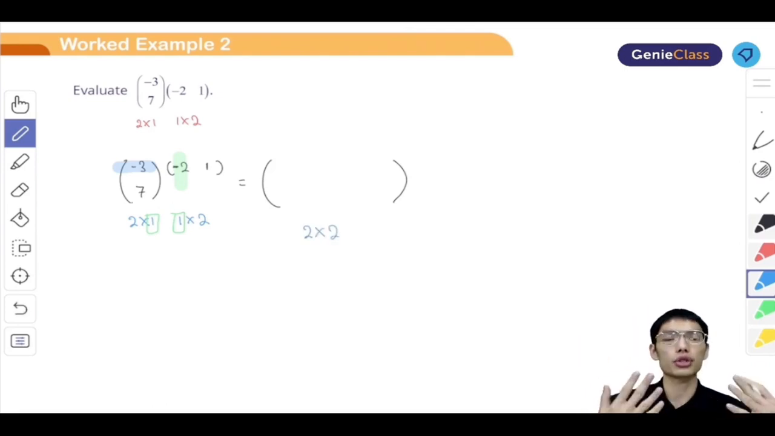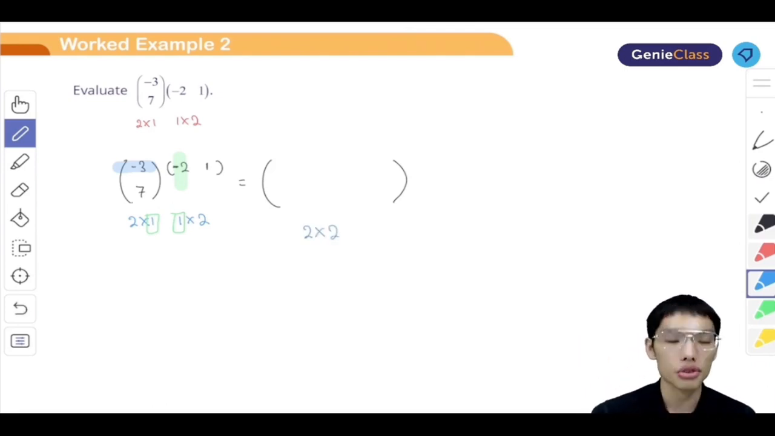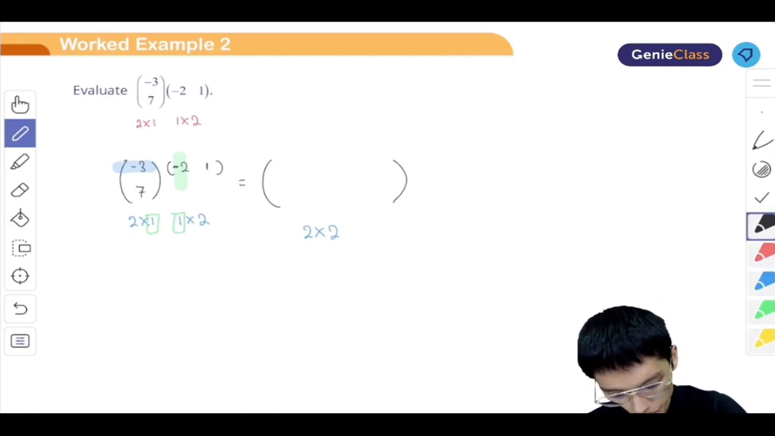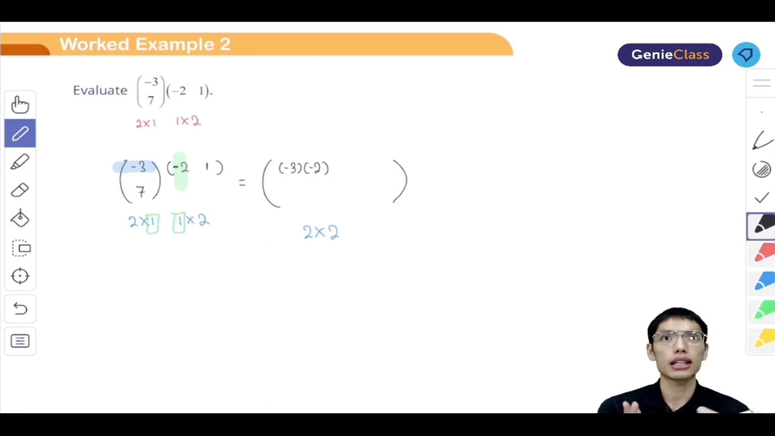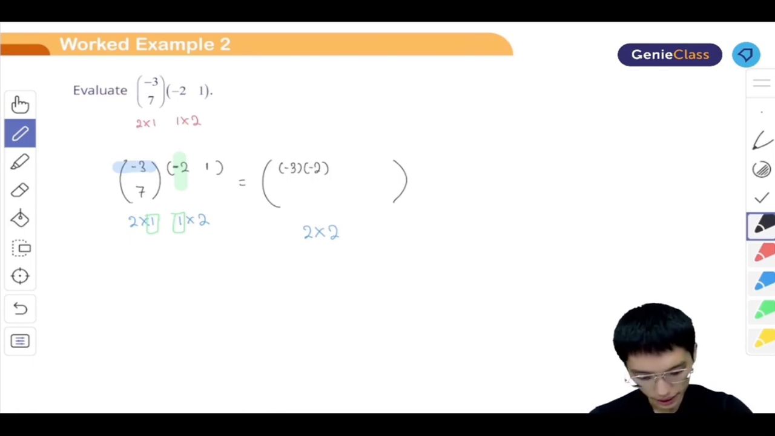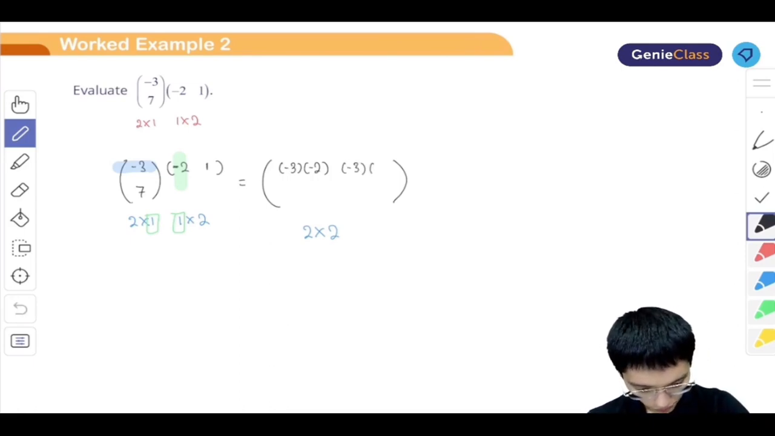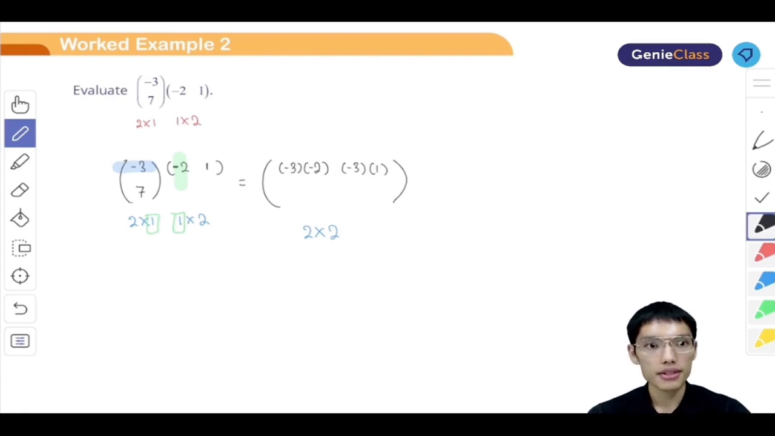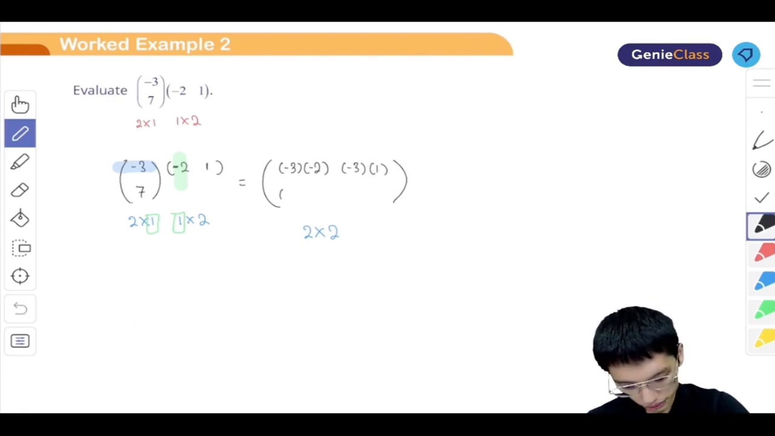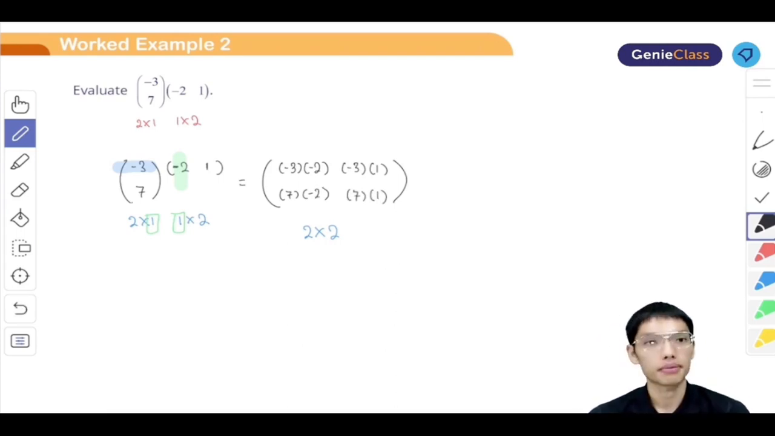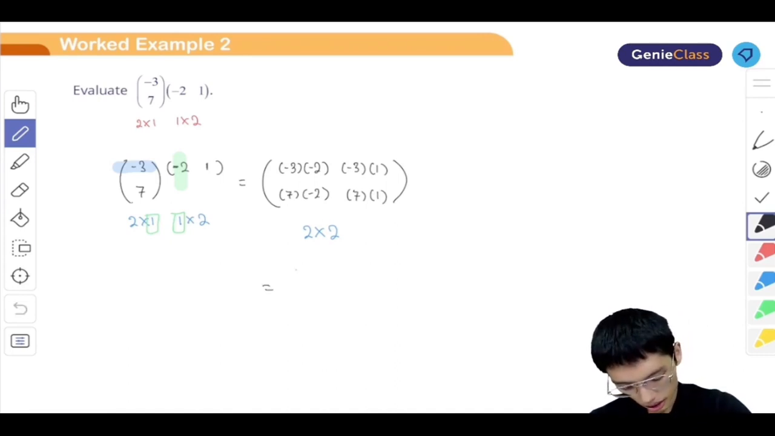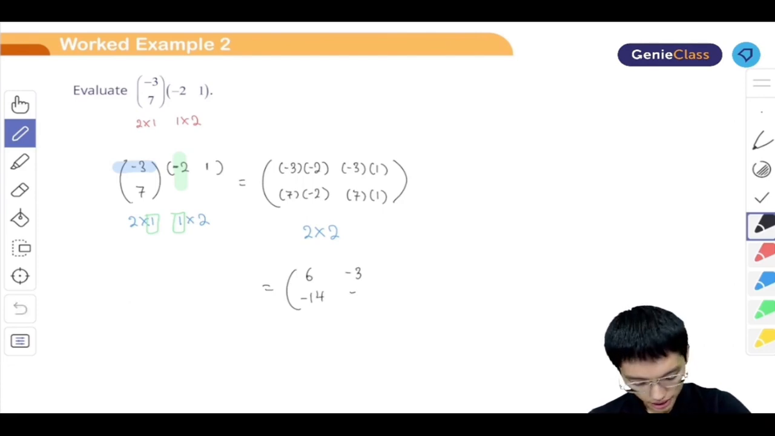So for each of the entries, again, there's only one entry, so top with top in this case. Next one again, -3 with 1. Following up with 7 and -2. And lastly, following up with 7 and 1. So this gives me 6, -3, -14, 7.